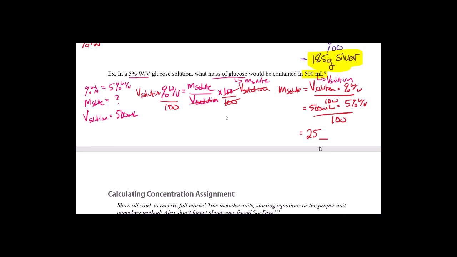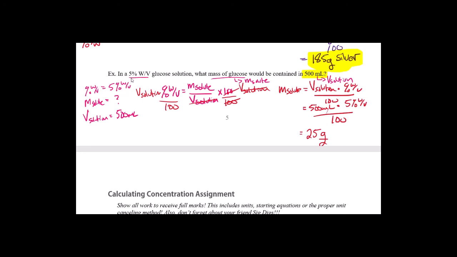But first, let's think about the units. So this is my mass of solute, and the unit that comes out is going to be a mass unit, so like grams or kilograms, and it's going to depend on the volume unit we plugged in. We plugged in milliliters for my volume of solution, so that means that this guy then is going to come out not in milligrams, but in grams, because a gram is the same size as a milliliter.